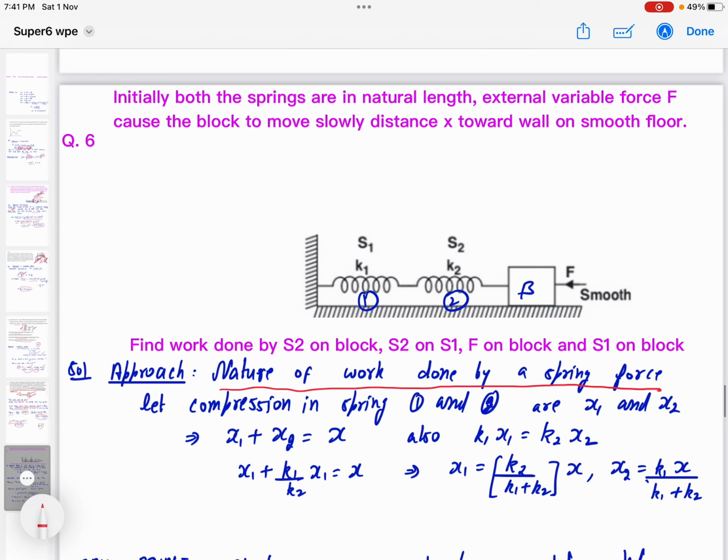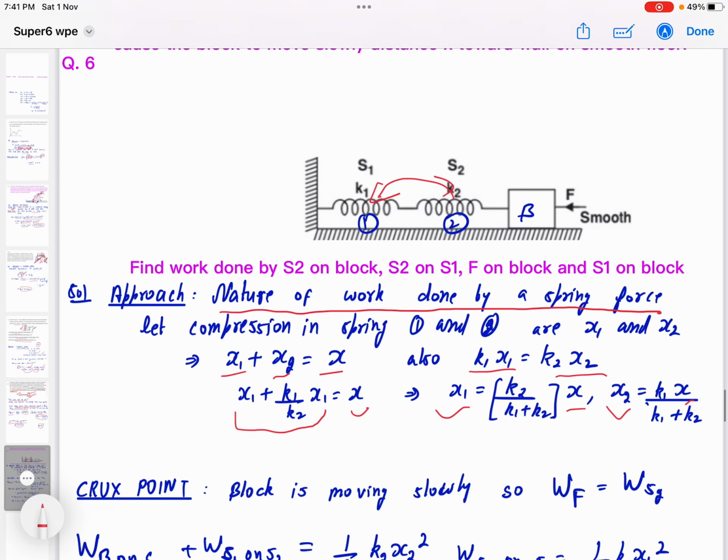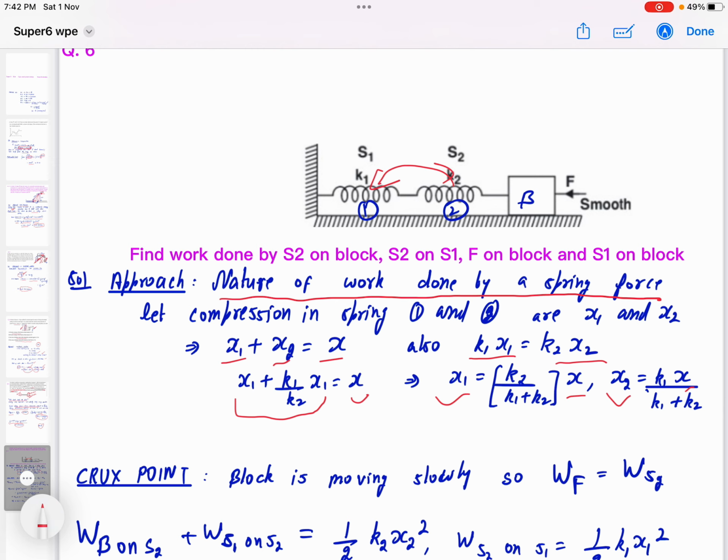So now let's say compression in spring 1 and 2 are x1 and x2. So total compression is x, and also two springs are in series. The spring forces should be equal. K1 x1 is equal to K2 x2, right? So total compression x, x1 and x2 you are writing in terms of x. Now what is the crux point here?